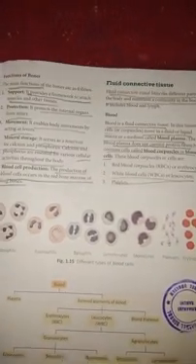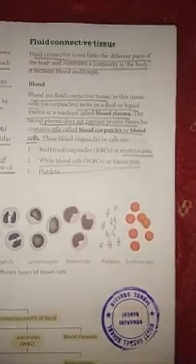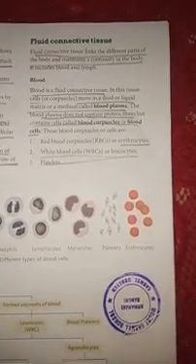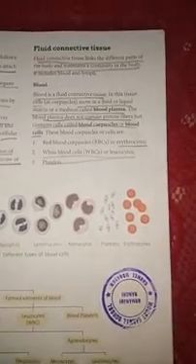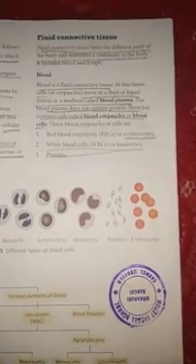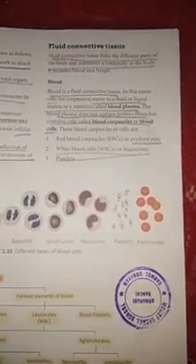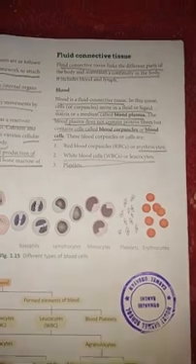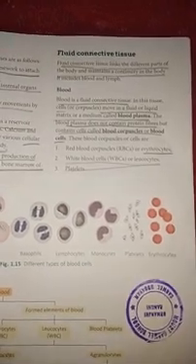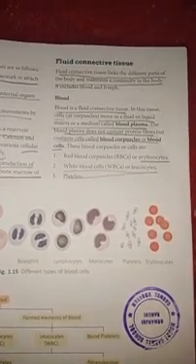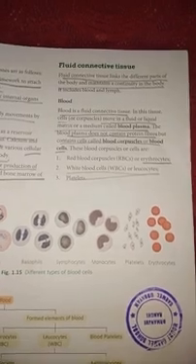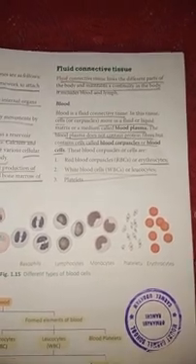Now fluid connective tissues. Fluid connective tissue links the different parts of our body and maintains continuity in the body. It includes blood and lymph. These tissues are present in liquid, fluid form, and they are connected to different parts of our body, continuously flowing in our body. Examples are blood and lymph.